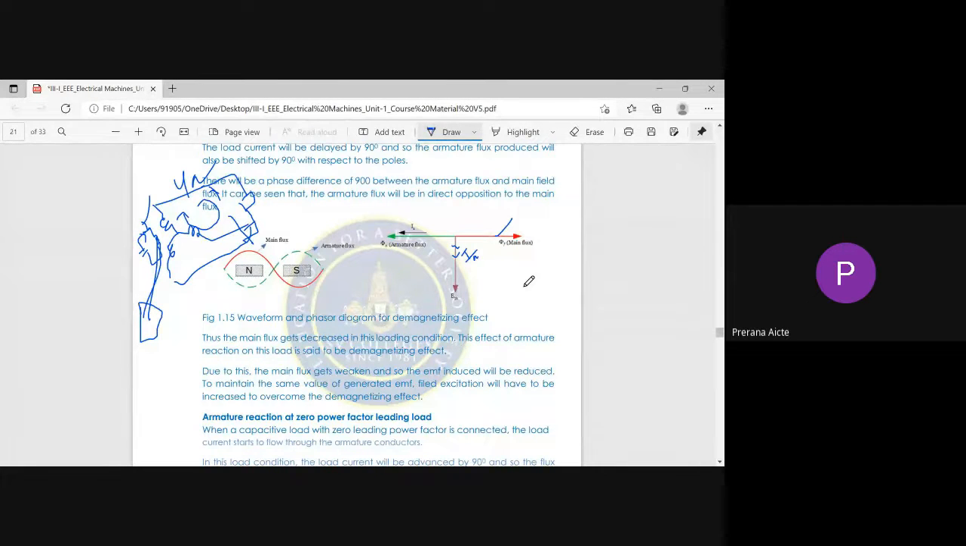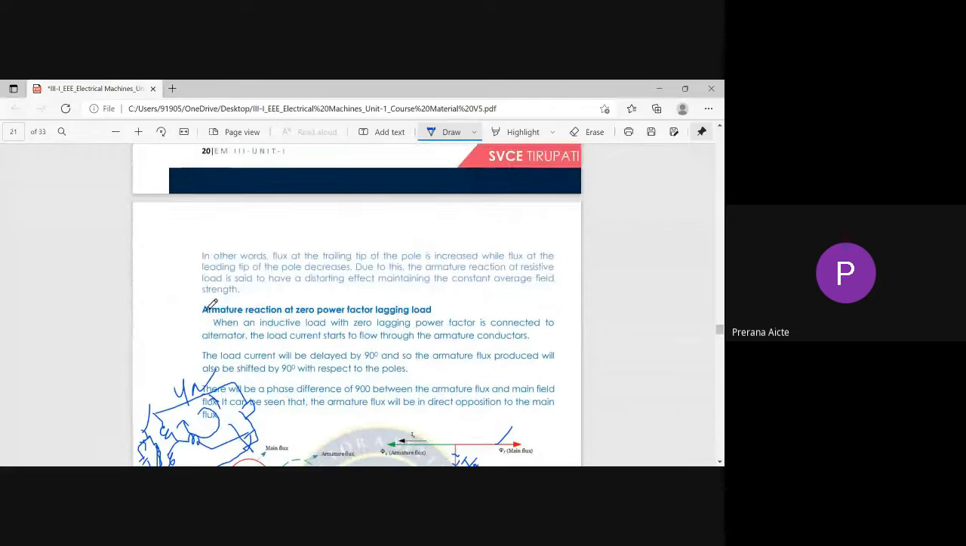Next, coming to armature reaction at zero power factor load. A zero power factor load means a pure inductive load or pure capacitive load. Here a lagging load means an inductive load. Already we know this.